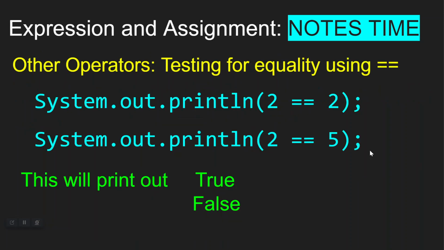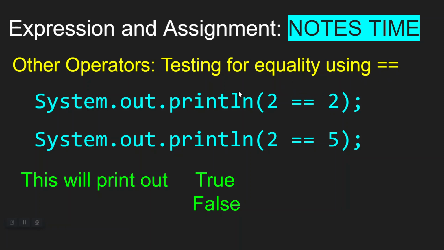And there are a couple of other operators that you need to know in this class. So sometimes we use two equal signs, and this is what's called testing for equality. So basically, if I want to test whether or not a value is equal to another value, the way you do that in Java is you use two equal signs.